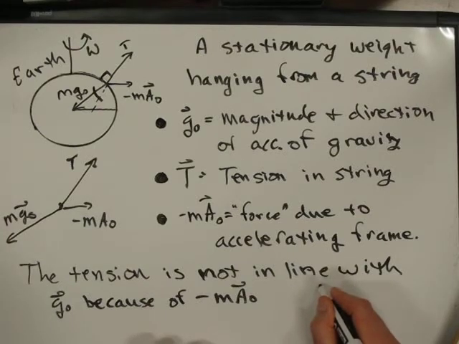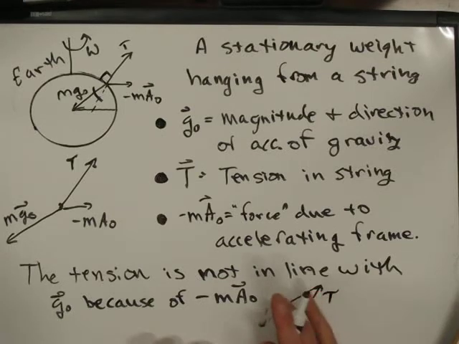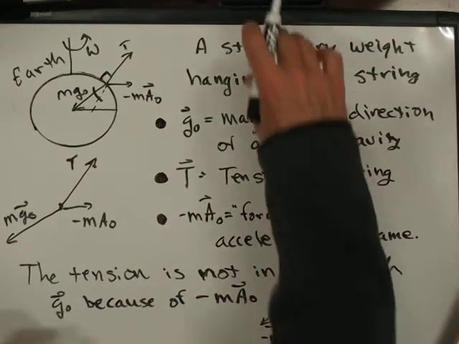And so what we want to be able to do is redraw these vectors this way. We want to say, look, here's my tension, and here's my mg0. So this is tension, this is mg0, and this is minus ma0, and that is the deflection angle, which we call epsilon. And so on the next sheet, we're going to use the law of sines to figure out what that is.